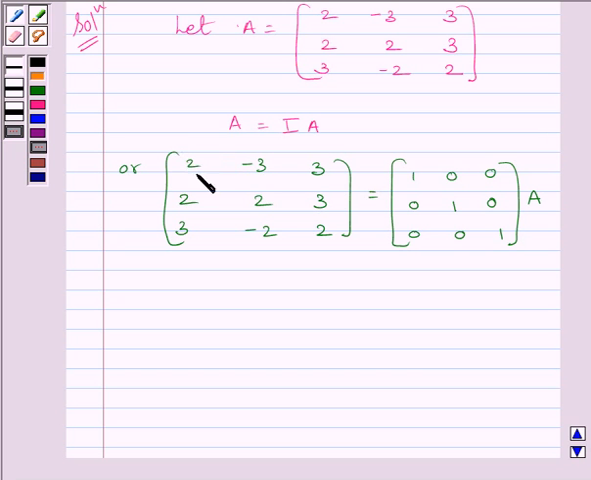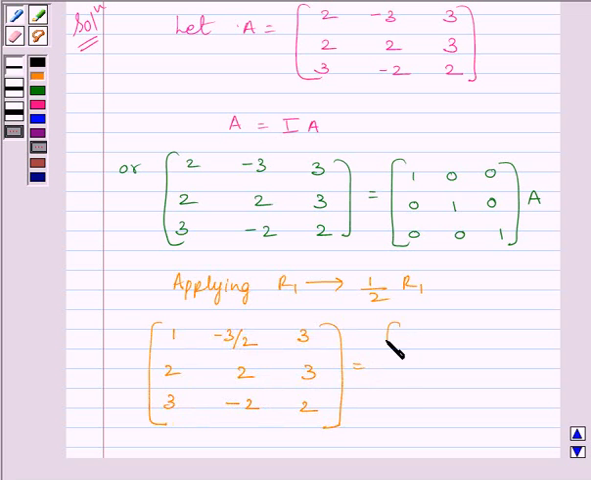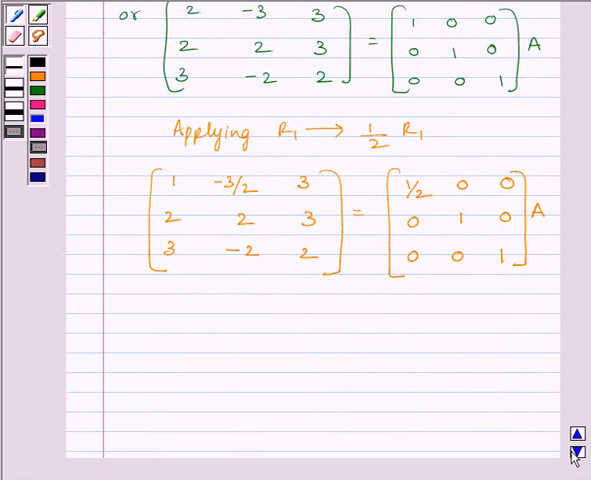Now, to make this element equal to 1, we will apply on R1 the row operation 1/2 R1. Applying on R1 the row operation 1/2 R1, we get [1, -3/2, 3/2; 2, 2, 3; 3, -2, 2] = [1/2, 0, 0; 0, 1, 0; 0, 0, 1] multiplied by A. Now, we know diagonal elements of the identity matrix are 1 and all other elements are equal to 0. So, we have to make these elements equal to 1 and all other elements should be equal to 0.